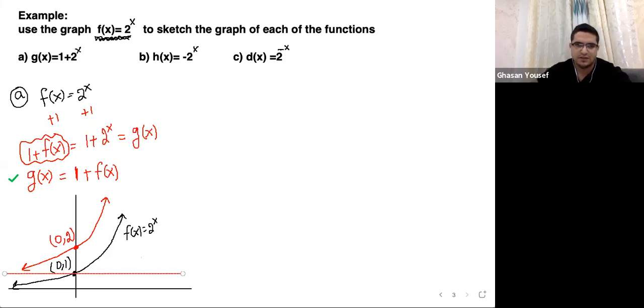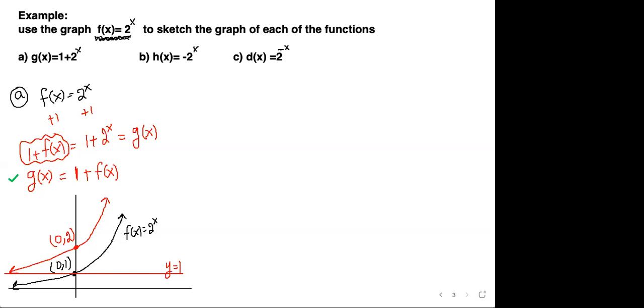Same thing. So this curve again will not touch y equal 1. This is y equal 1. The red curve will not touch y equal 1. It will be close to this line, but it will not touch it.